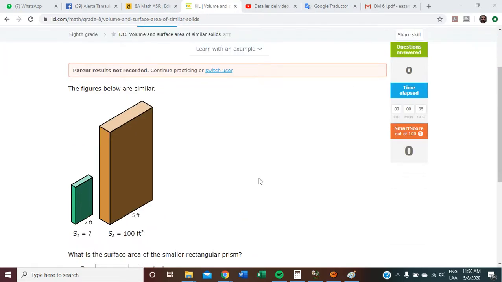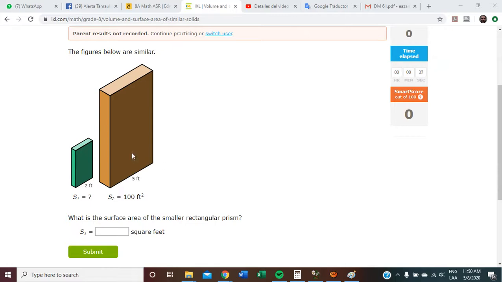8.T.16. Alright, we have two figures, and they are similar, like proportional. We know that the surface of the second figure is 100 square feet, but we don't know the surface of the first one. And we have only these figures.